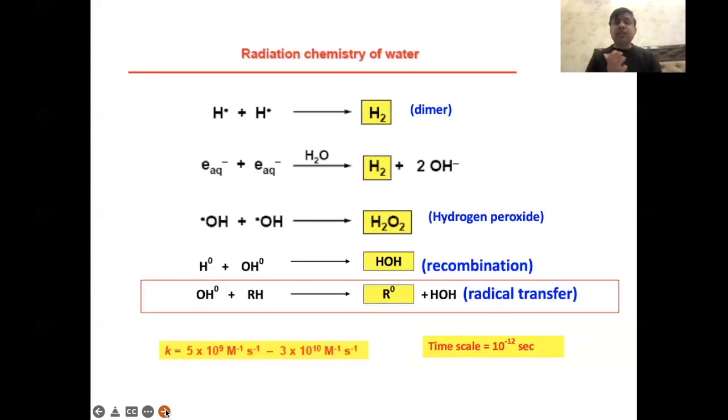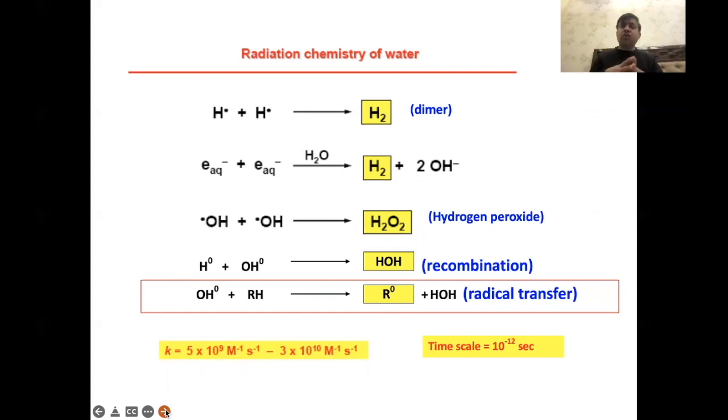Then these ion radicals have to have some final reactions. With hydrogen radicals, a hydrogen radical in touch with another hydrogen radical leads to molecular hydrogen, which is a dimer, and we know that it is not a very unsafe thing. So it is a dimerization process. Then when a solvated electron interacts with another solvated electron in the presence of water, it leads to hydrogen plus hydroxyl ion. Again, both the species are not very harmful.